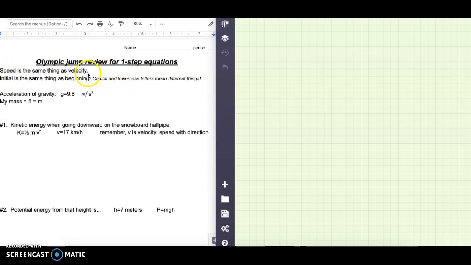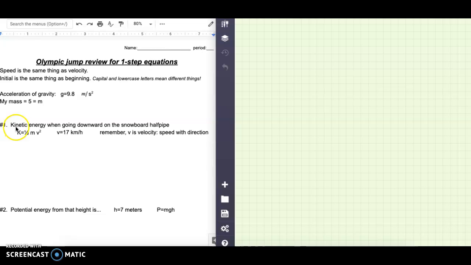Speed is the same thing as velocity, basically. Initial is beginning, like your initials are the beginning of your name. Also, one of the things you'll need to know is capital and lowercase letters mean different things. Also, the acceleration of gravity on Earth is 9.8 meters per second squared. Don't worry about the units. Basically, G is 9.8. And for this review, we're going to use our mass as 5.